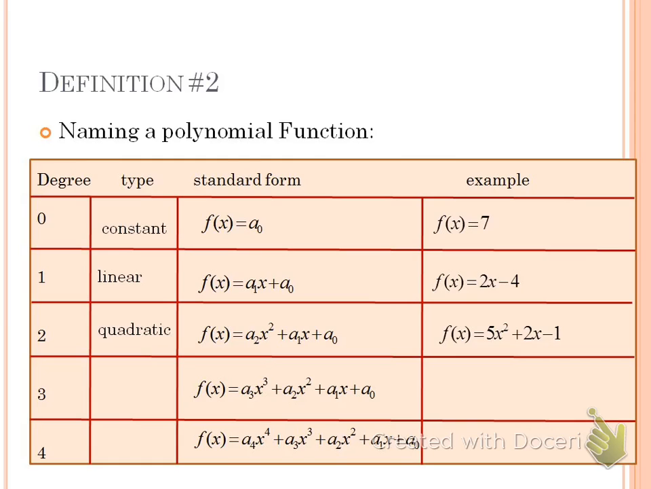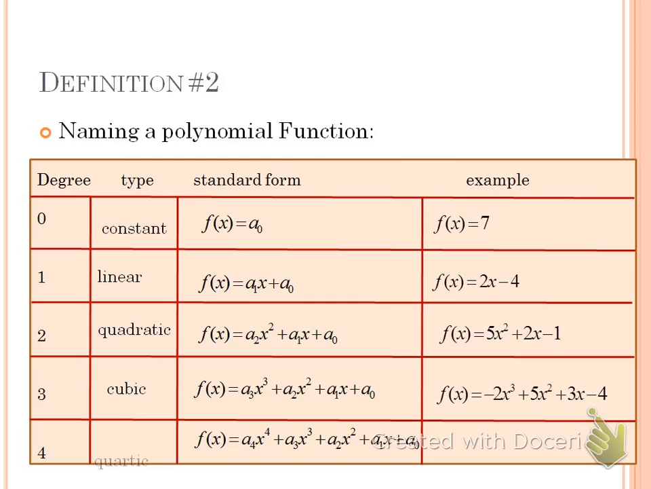These next two are the newer ones. If we have a degree of 3, it's called a cubic. And it looks something like this. You'd have an x to the third term, an x squared term, an x term, and a constant. Sometimes you don't have all of them, as you guys know, but you'll need at least the x squared term for it to be considered a cubic.